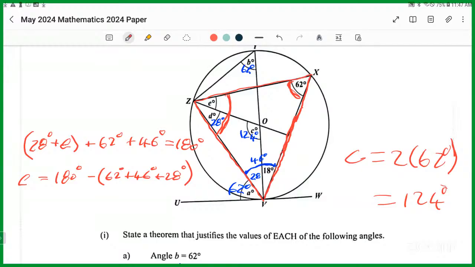We couldn't use tangent and chord because we don't have the chord or arc that is subtending this angle. So you go to triangle when that is the case, or quadrilateral or something like that. We don't have a quadrilateral either. So I think this maybe is the best way to do it. So it's 180 degrees minus 62 minus 46 minus 28. I'm getting 44 degrees for the angle E. 44 degrees. Alright, that is that.